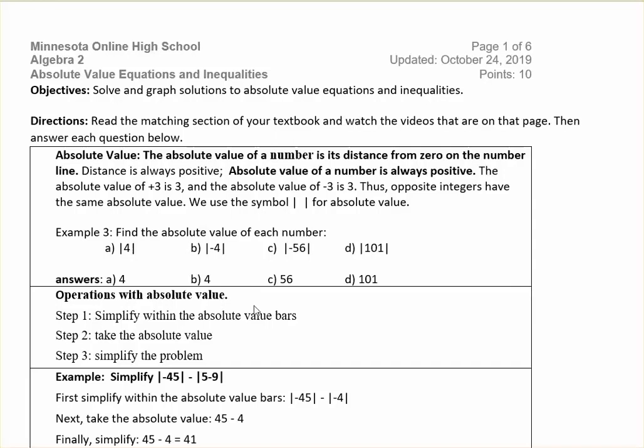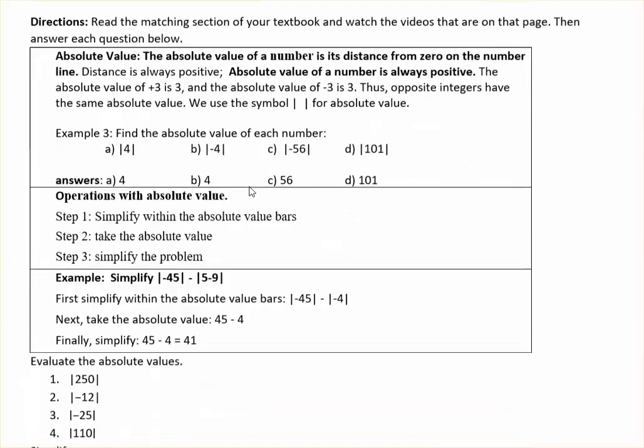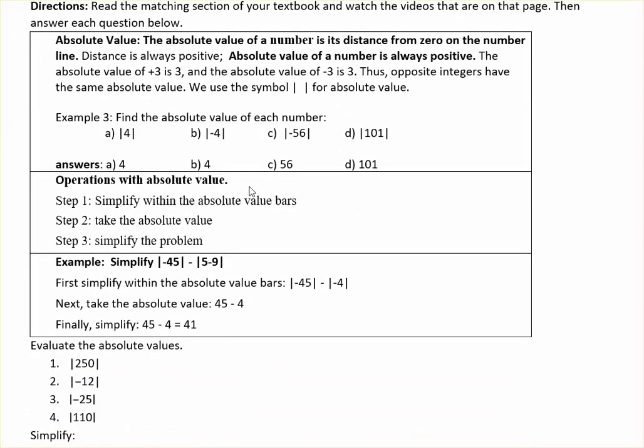This is Ms. DB. In this video we are going to look at absolute value equations and inequalities. So we've looked at absolute values before, or you have before, and the absolute value of a number is always positive. That's because it is the distance from 0 on the number line, and distance is always positive.